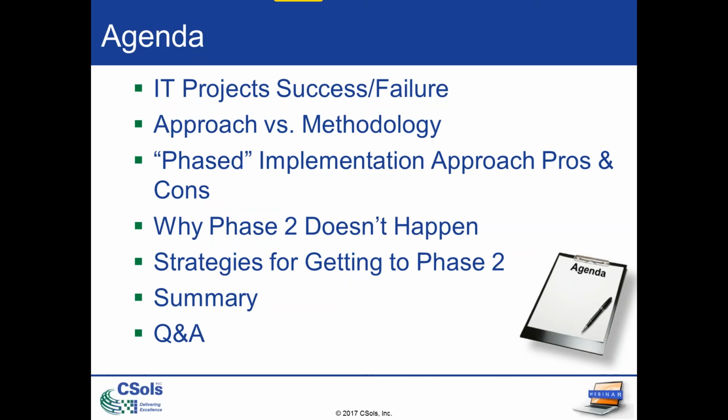We're going to take a few seconds in the beginning just to talk about what IT project success and failure rates are all about. I'm sure you're familiar with this information, but it's always shocking to be told it yet again. We're going to do some level setting to talk about approach versus methodology, what I mean by an implementation approach versus an implementation methodology. We'll take a look at the phased implementation approach and its pros and cons. Then we'll talk about why people don't get to phase 2 or phase 3 or phase N along the way. And then we'll talk about strategies for how to get to those phases and subsequent phases. We'll do a little summary, and we'll save time at the end for questions and answers.